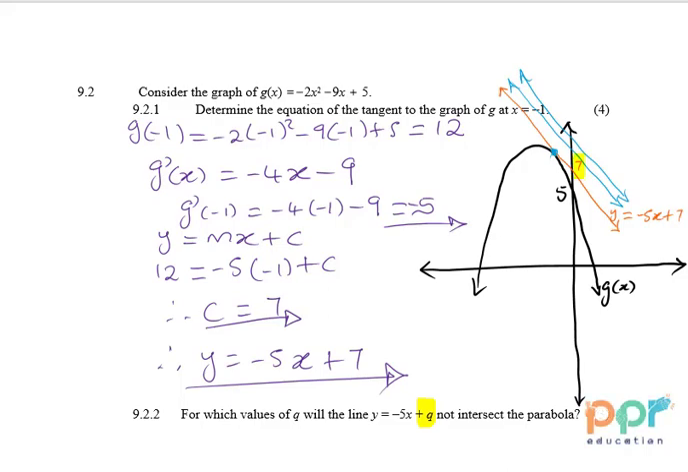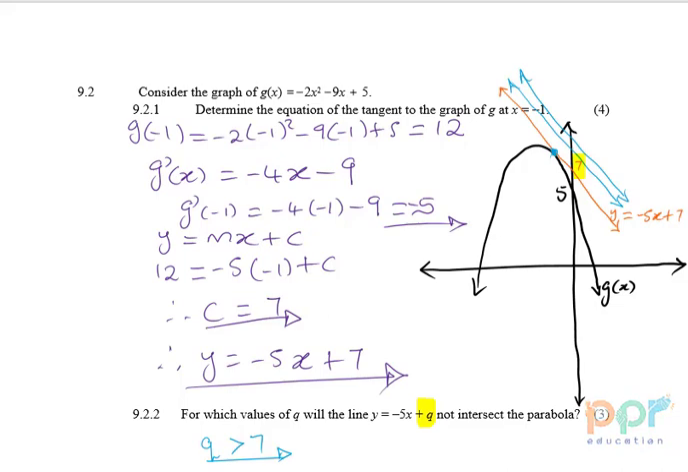So it means if this 7 becomes higher, becomes 8, becomes 9, it means this straight line, which is the tangent to the graph of g, a parabola facing down, will not touch the graph. So my q must be higher, because I am moving to values above 7. So here my q must be above what? Above 7. Then you get your full marks.